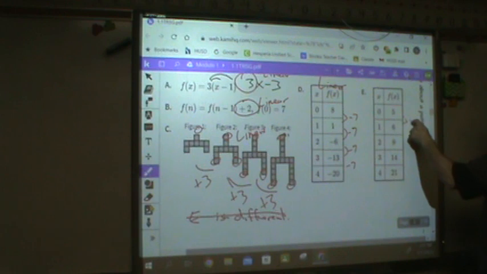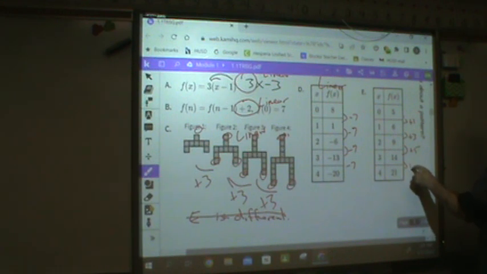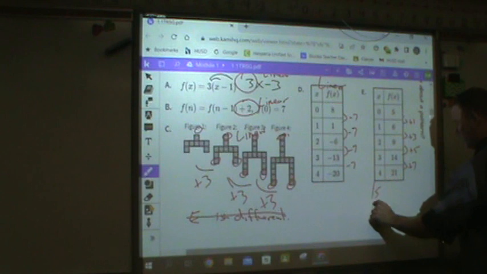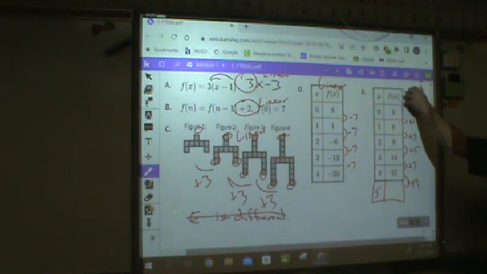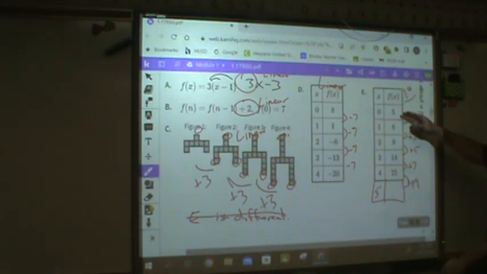5 to 6, what do I do? Plus 1. 6 to 9, plus 3. 9 to 14, plus 5. 14 to 21, plus 7. 1, 3, 5, 7. If I were to go to the fifth figure, what would it be? It should be plus 9. So that is a first difference. Not the same, so not going to be linear. Not a common multiple, so not going to be exponential.